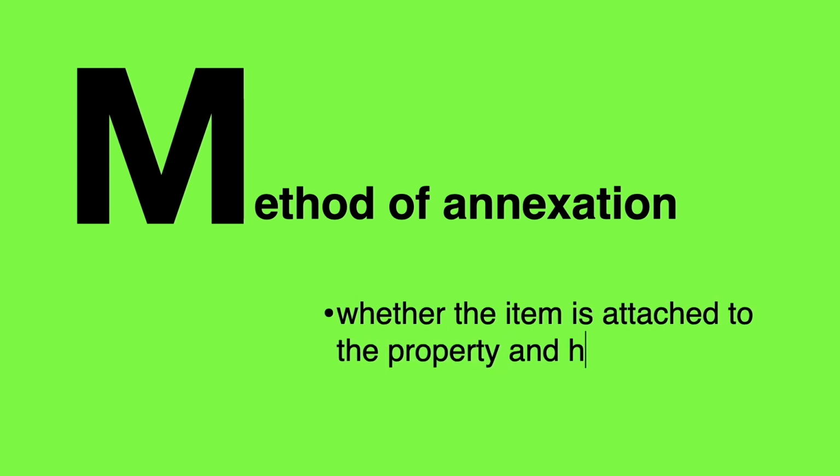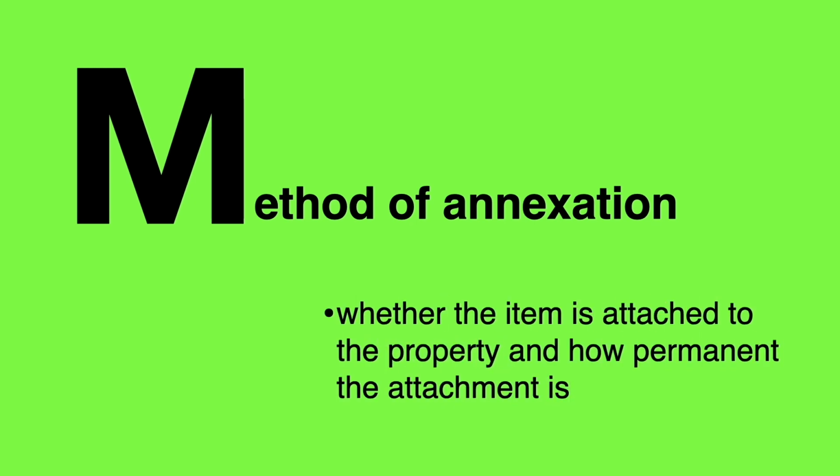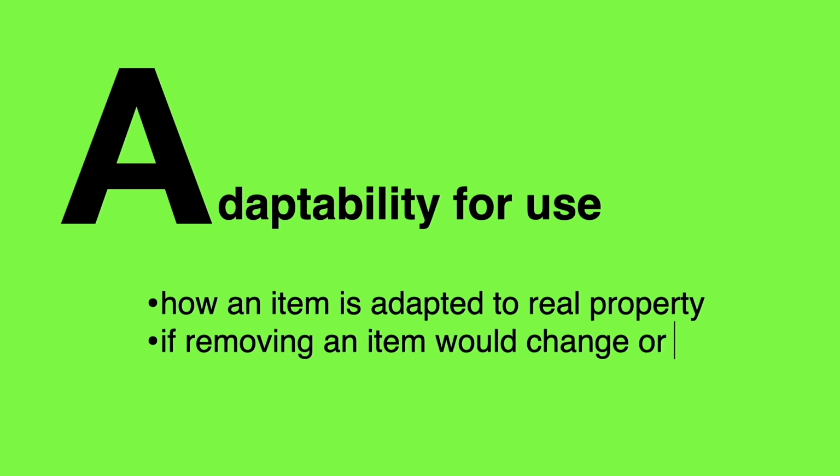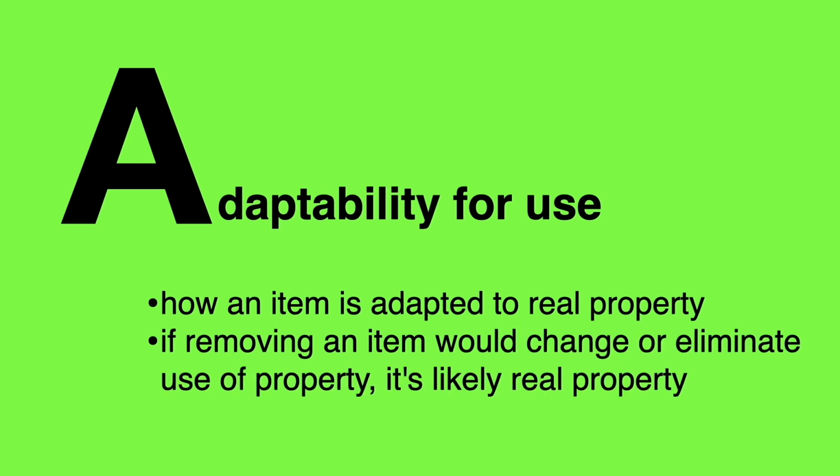MARIA. MARIA stands for the method of annexation, which refers to whether or not an item is attached to property and how permanent that attachment is. Adaptability for use refers to how an item is adapted to real property. If removing an item would change or eliminate the use of the property, it's likely real property.